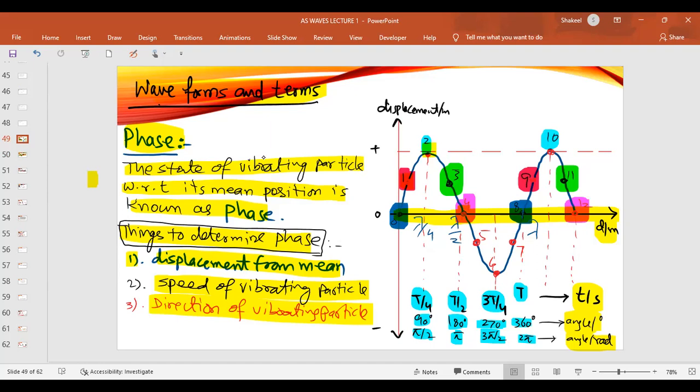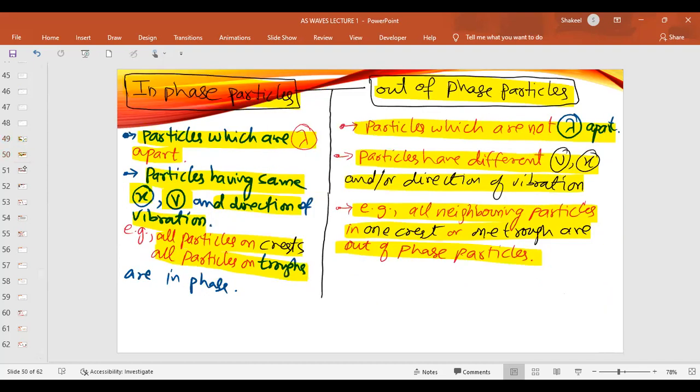And the particles which are out of phase can be 1 and 2, 1 and 3, 1 and 4, 1 and 5, 1 and 6, 1 and 7, 1 and 8. Or it can be 2 and 3, 2 and 4, 2 and 5, 2 and 6, 2 and 7, 2 and 8. It can be 4 and 5, 4 and 6, 4 and 7. Like all the other particles which are not lambda apart are actually out of phase. I hope this is clear.